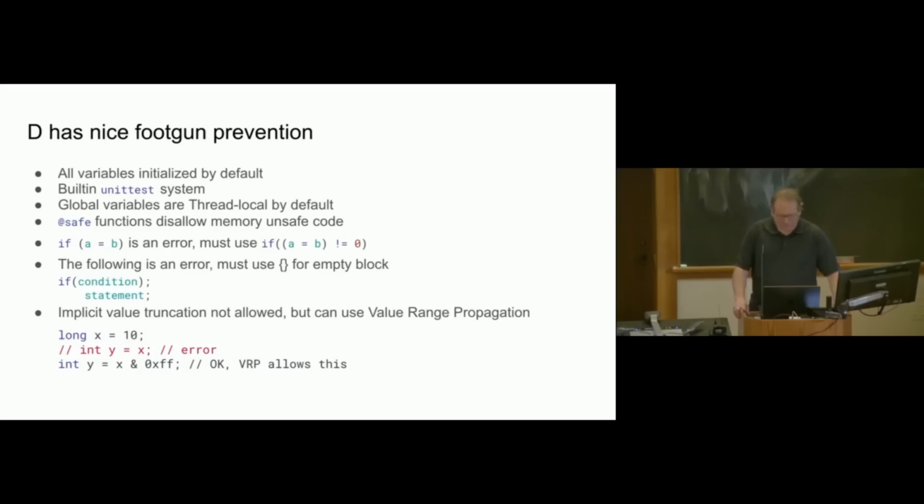We don't allow implicit truncation, so you can't assign an integer to a long value, which is a 32-bit value to a 64-bit value. But if value range propagation can detect that it would fit, then it allows you to do it without requiring you to do any kind of casting. So this is kind of a thing that makes it easier for students to get going. They're not running into all these weird little issues where you have to explain the underlying details of stuff.